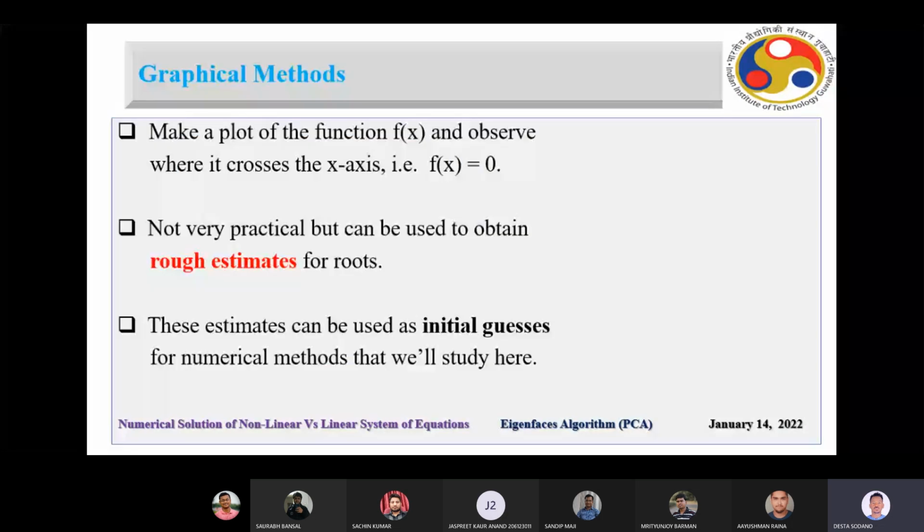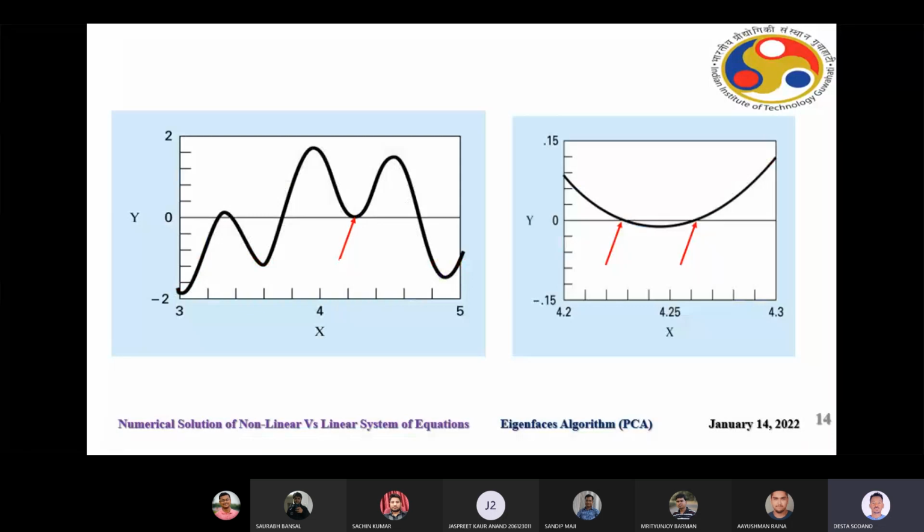This graphical method is one of the above three methods. The graphical method is most of the time not very practical, but can be used to obtain rough estimates for roots. We are expected to use these as initial guesses for numerical methods. This is the structure of the graphical method: some points are available on an x, y graph, like this.